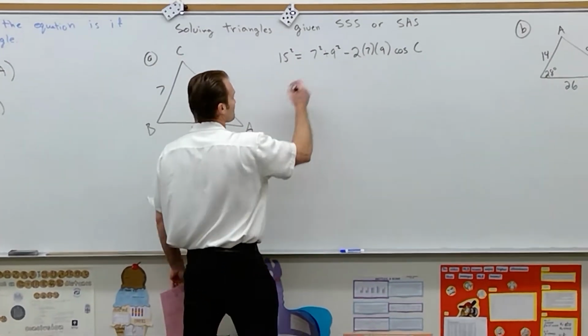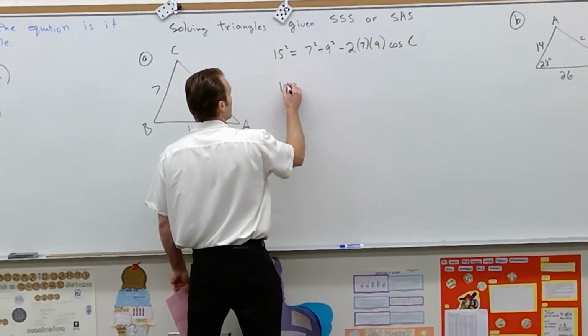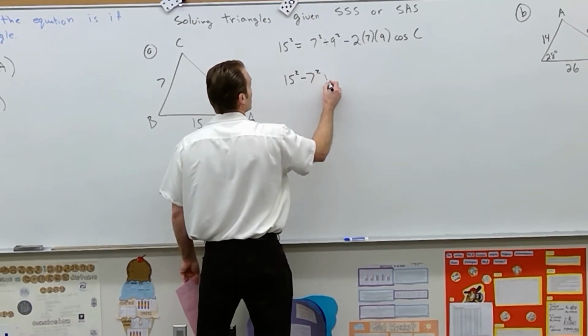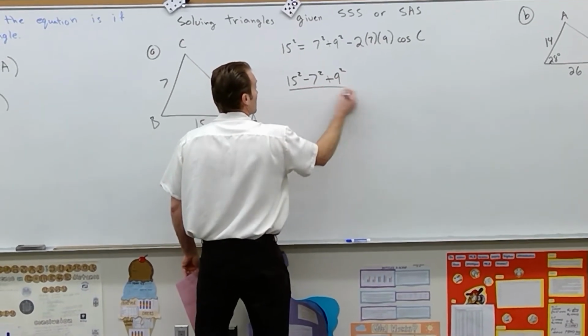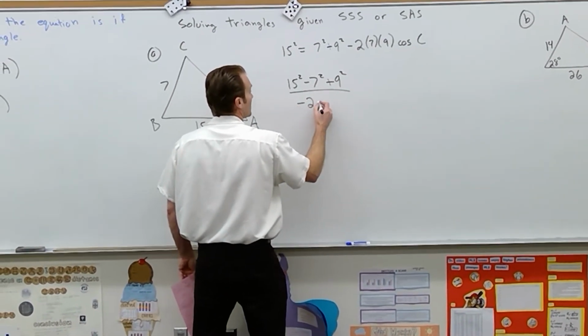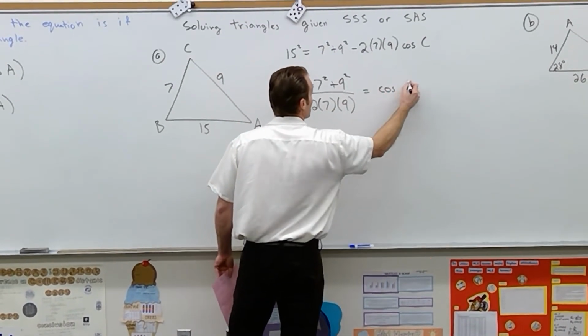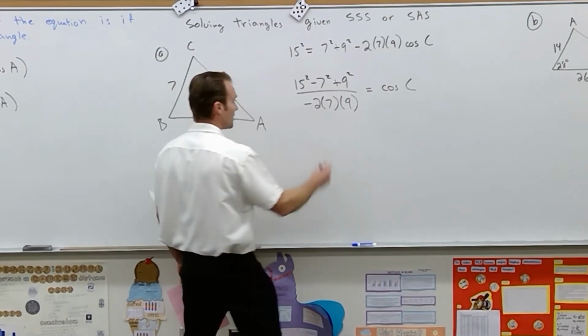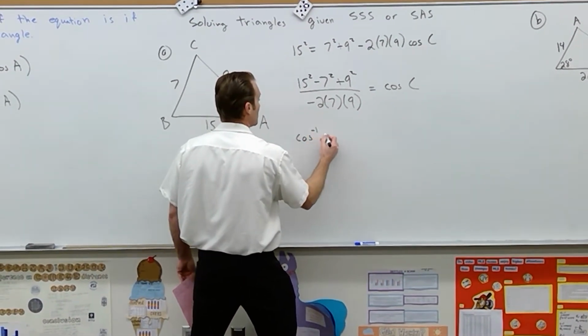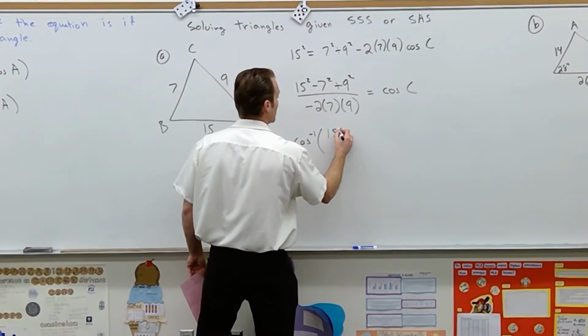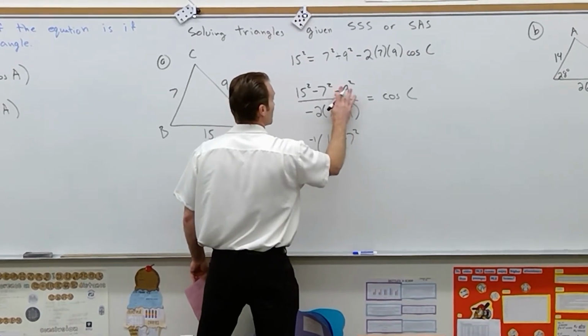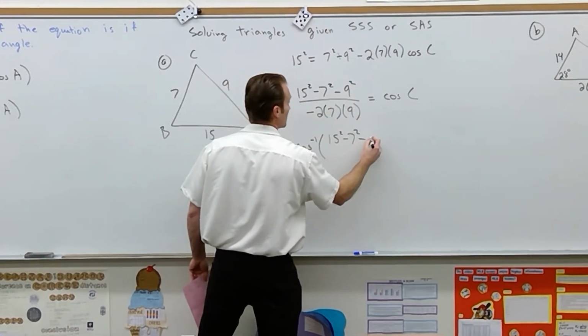So solving, I'm going to have 15 squared minus 7 squared plus 9 squared, divided by negative 2 times 7 times 9. That's going to give me the cosine of my angle. Take the inverse cosine. Oops, that's a minus 9. Sorry about that.